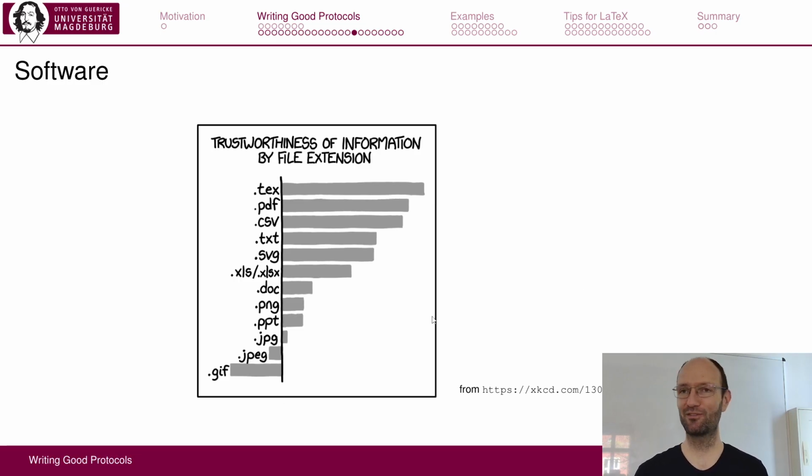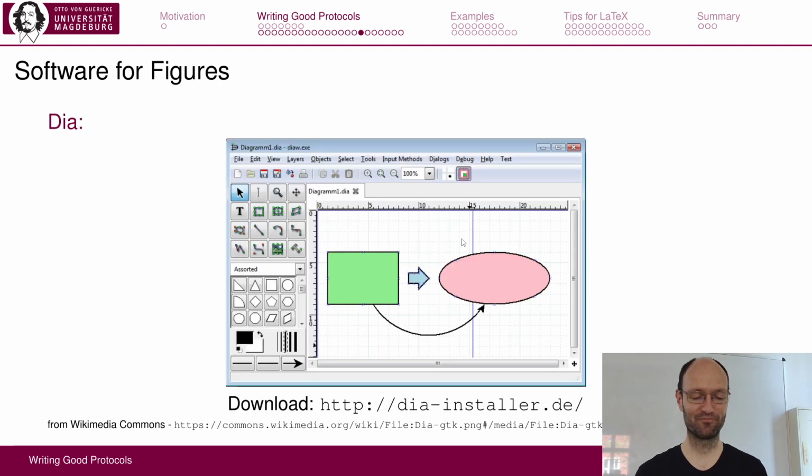Yeah, a nice chart that convinces engineers and scientists of the trustworthiness of information by file extension. There's, of course, the TeX file on the very top of this chart. The doc is somewhere in the middle, and at the bottom you see JPEG and the GIF or GIF format. So, yeah, TeX is the way to go.